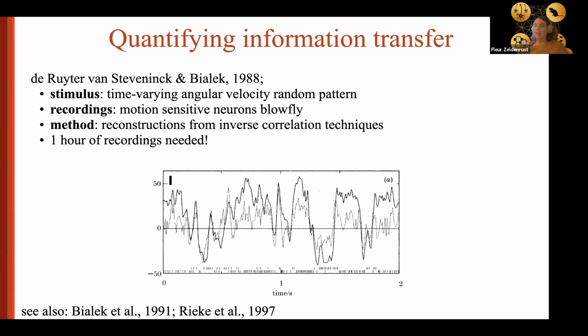You can see here already that there's also kind of a relation between information and signal to noise ratio, so you can use that sometimes. That works very well, but to do this you need to fit a model. In this case, they used the spike triggered average, and fitting this model needs a lot of data. So you need about 1 hour of recordings to have enough spikes to fit this model.